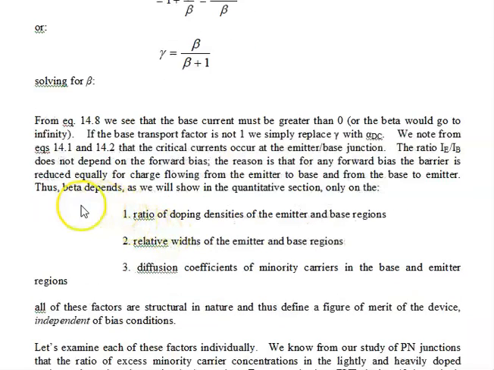Okay. The beta depends on the ratio of doping densities. That's the predominant one. That's the biggie. And it also depends on the ratio of the widths, as we'll see, the ratio of the widths of the emitter to base region. We want to make the base narrow and the emitter wide. This will add factors of maybe 2 or 3. Here we're talking factors of 100.